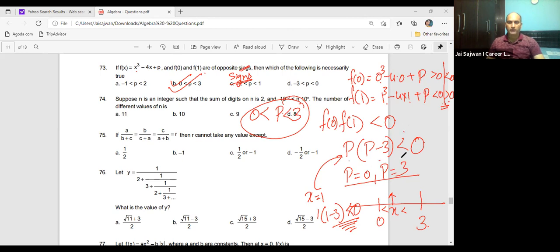So by putting them equal to 0, you get two numbers 0 and 3. So on a number line, if you are getting 0 and 3, you know x needs to be lying in between 0 to 3.